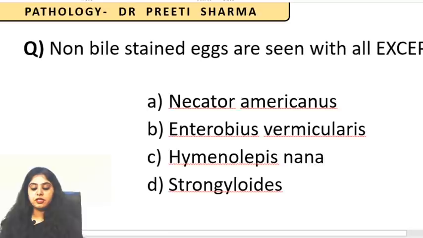Moving on to the next one: non-bile stained eggs are... I hope everyone remembers the mnemonic for non-bile stained eggs. What was the mnemonic? Neha. So what is Neha? N for Necator americanus, E for Enterobius, H for Hymenolepis nana, and A for Ancylostoma.